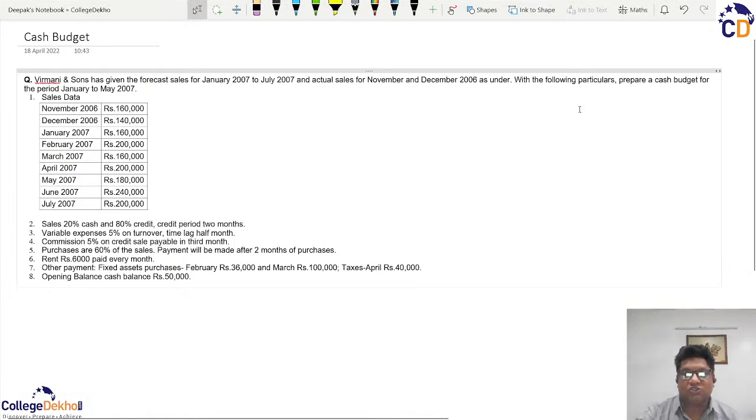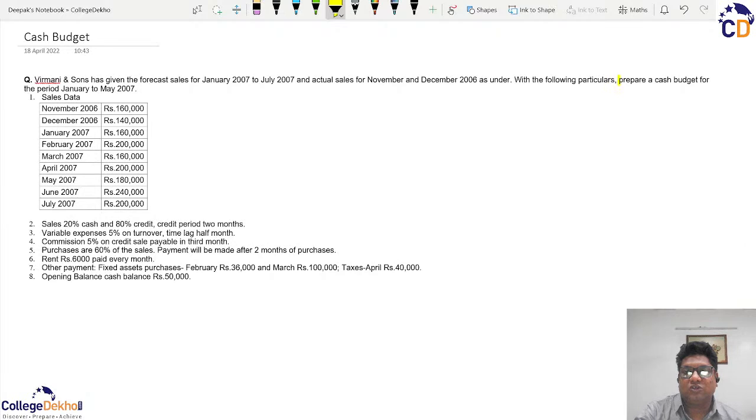If you see this question here, there is a requirement of preparing a cash budget for the period from January to May. It implies that you can always make a budget for 1 month, 3 months, half year, quarter, whatever. In this case, there is a forecast, so it is on an estimated basis. There is an estimation from January to July.